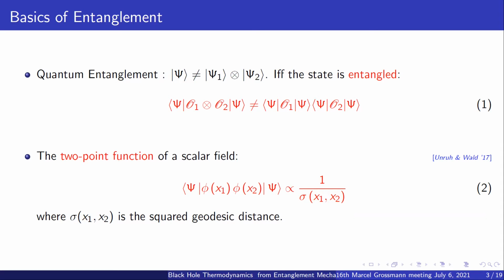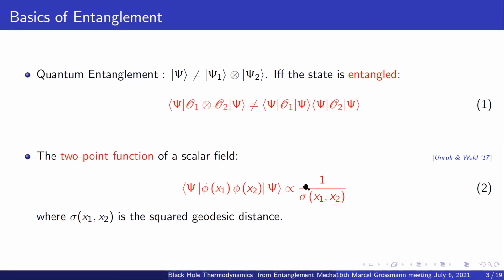But not just that, it is also an essential feature in quantum field theory. To show that, I'll refer to a result that Unruh and Wald showed in 2017 regarding the 2-point correlation function of a scalar field propagating in an arbitrary background spacetime. Unruh and Wald show that this correlation function has a behavior proportional to the inverse of the squared geodesic distance. When we look at the limit x1 going to x2, the squared geodesic distance goes to 0, and we can essentially show that this term diverges as a power law of the distance between the 2 points.